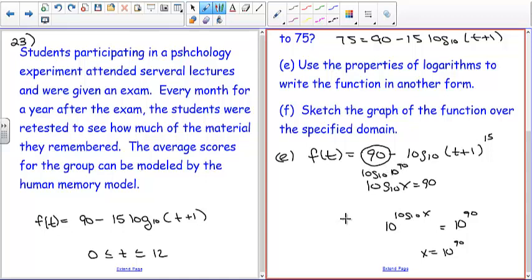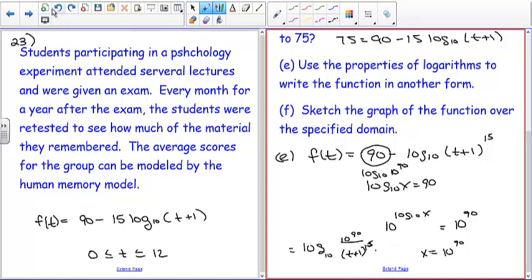And then you could combine these two. So you'd end up with the log base 10 of 10 to the 90th power divided by t plus 1 to the 15th power. I'm dividing because I'm subtracting the logs. And you still end up with the same result if you plugged it into your calculator, but it's a little bit intimidating.